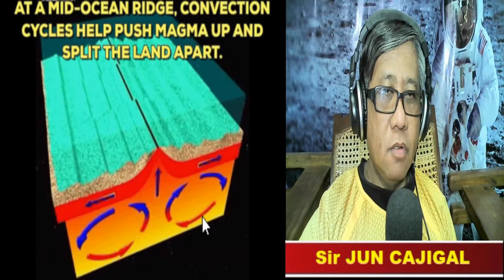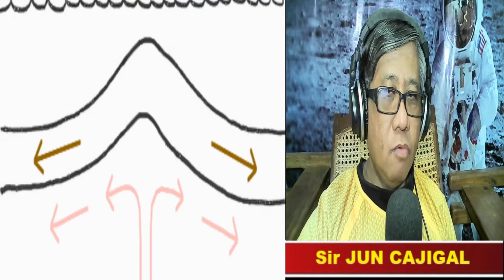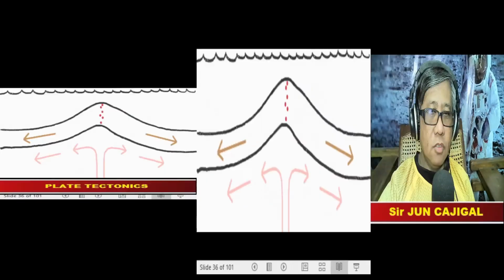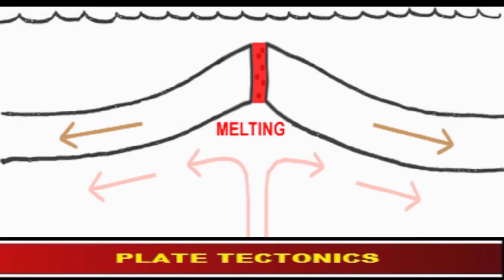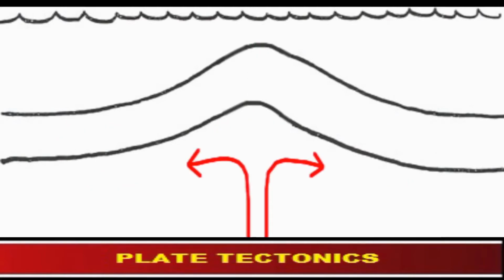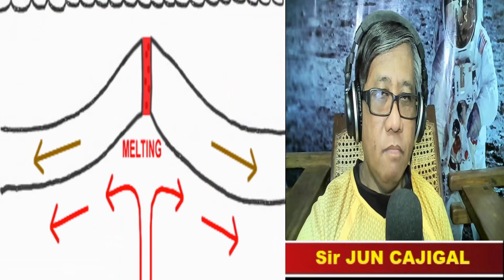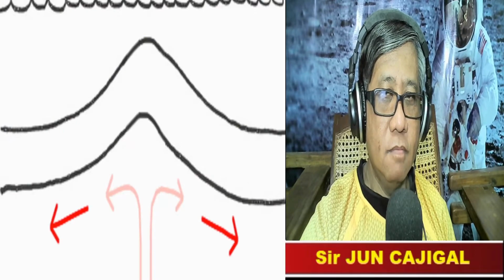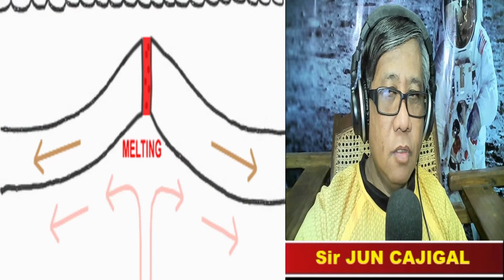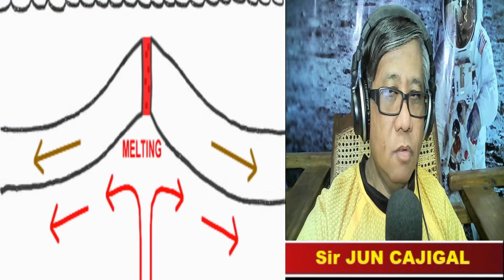Here is another animated illustration showing what happens in an oceanic ridge. Here we have magma. Magma is forced out from that opening, and as it is forced out, it pushes the two land masses apart. So that's what happens in an oceanic ridge, and an oceanic ridge is an example of a divergent boundary. Before we continue this discussion about divergent boundaries and oceanic ridges, let's watch this fascinating video about oceanic ridges and divergent plate boundaries.